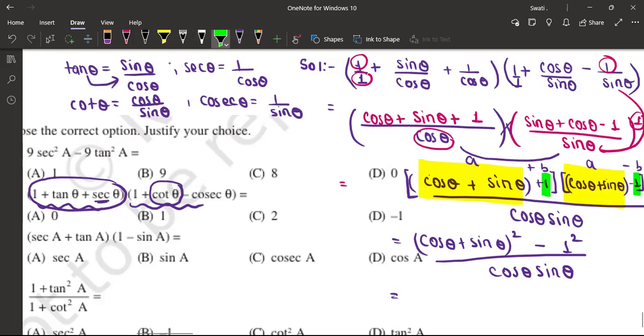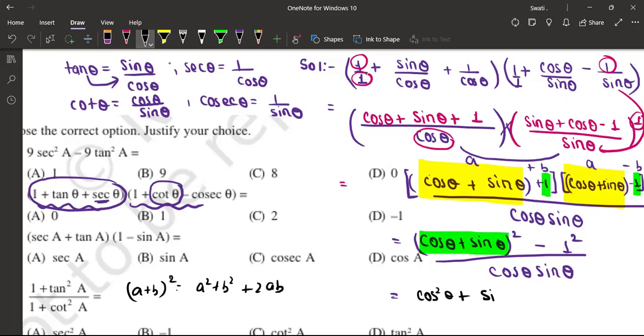Now you can see that there is another formula of A plus B whole square. You remember what was the formula of A plus B whole square, Manya? A square plus B square plus 2AB. Very good. Okay, so this will become A square, that means cos square theta, plus B square, that means sin square theta, plus 2AB, that means 2 cos theta sin theta. And done. Formula is done. Minus 1 square will be 1 only upon cos theta sin theta.